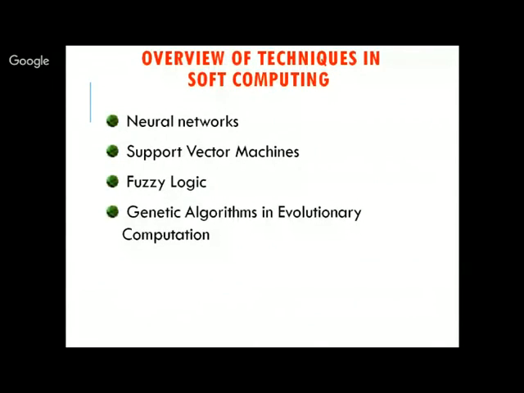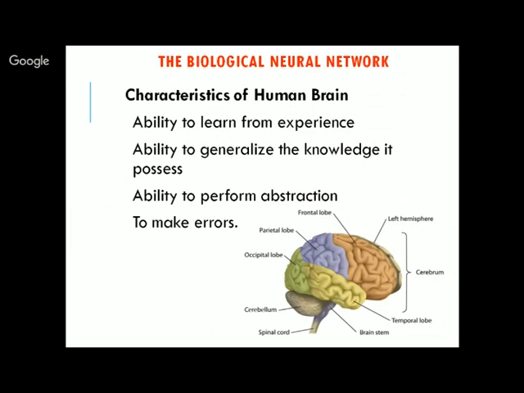So I told you these are some of the techniques. I will be covering neural networks, fuzzy logic and genetic algorithm, but not support vector machines, because in a small time span I will not be able to finish all this. So first we will see neural networks.